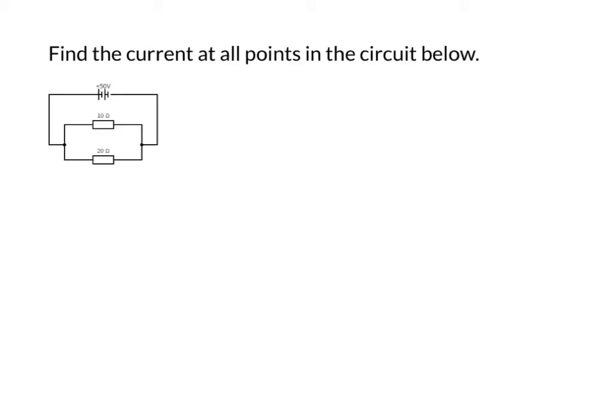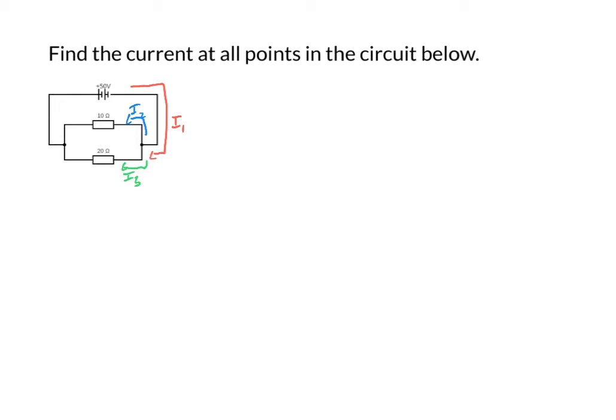So let's do an example. What I'm going to do is I'm going to find the current at all points in my circuit below. So what I'm going to start by doing is drawing my separate currents. So I've got I1 leaving my initial battery. I have I2 going through my first resistor, and I have I3 going through my second resistor. So let's talk about how we can find all of our currents, I1, I2, and I3.